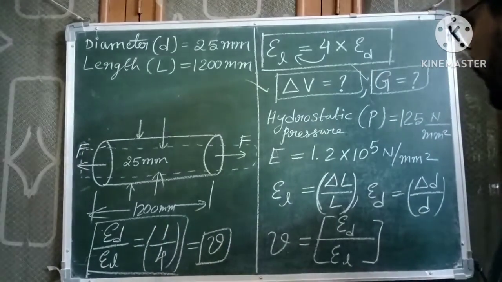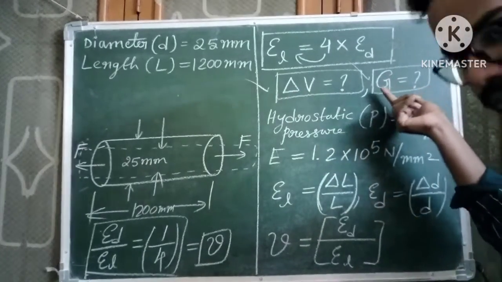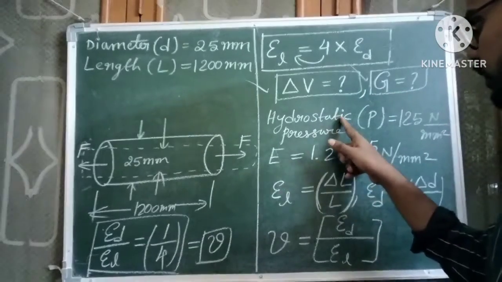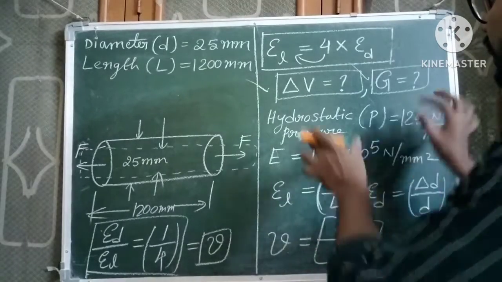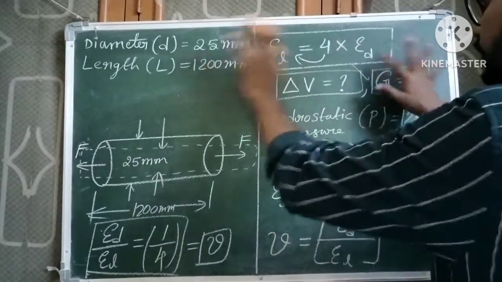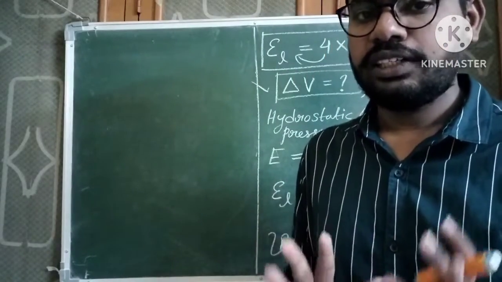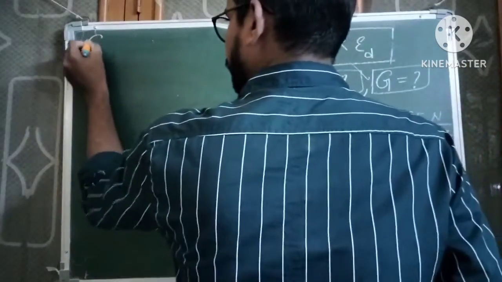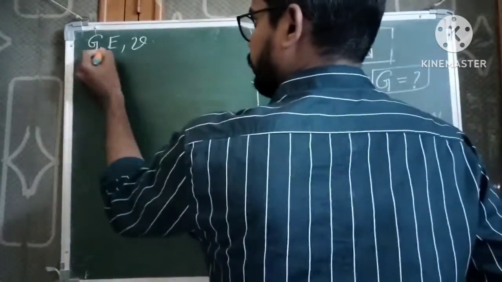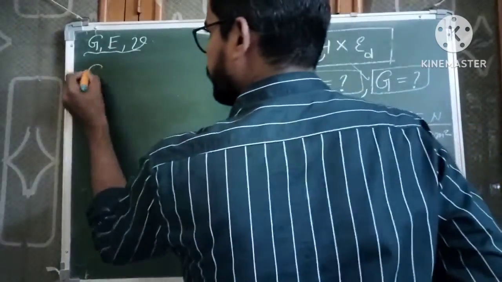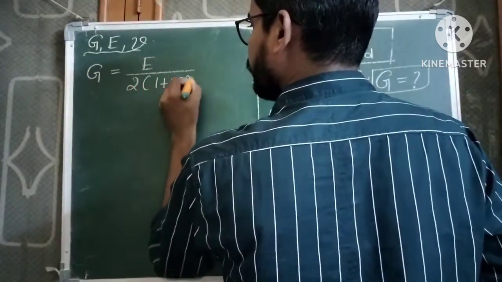Next, let us see how to calculate volumetric strain and shear modulus of rigidity. Here hydrostatic pressure, Young's modulus, diameter and length are given. Let us calculate the change in volume and modulus of rigidity using this data. First, let us calculate shear modulus or modulus of rigidity. What is the relationship between shear modulus, Young's modulus and Poisson's ratio? From elastic constants, G is equal to E by 2 into 1 plus mu.